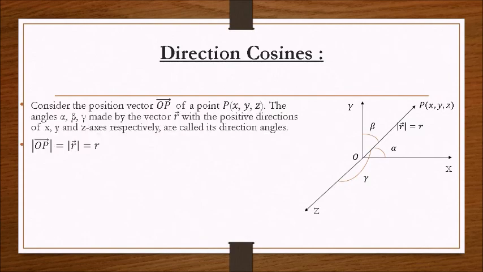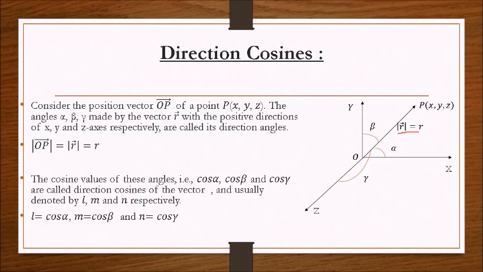So let us consider the position vector OP of a point. It makes angles alpha, beta, gamma with the respective x, y, z axes. We consider this distance, mod r bar, to be r. So we consider the distance OP to be r. Then the cosine values of these angles, which are cos alpha, cos beta, cos gamma, are called the direction cosines of the vector. These are represented by l, m and n. So we take l equal to cos alpha, m equal to cos beta and n equal to cos gamma. These are the direction cosines. It is nothing but the cosine of the angles made by the vector with the respective x, y, z axes.